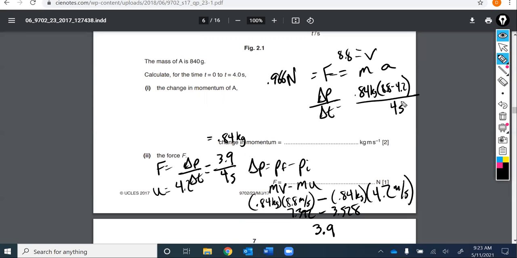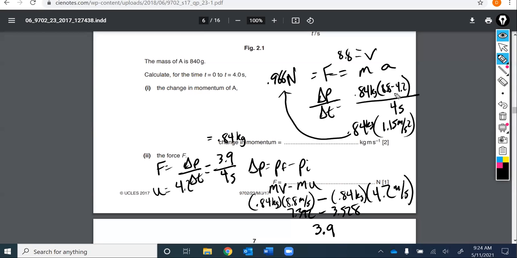Okay, what was the acceleration of that thing? 8.8 minus 4.2 means it changed its velocity 4.6 meters per second, divided by 4 seconds. So its acceleration was 1.15 meters per second squared. If you multiply that by 0.84 kilograms, we should get the same answer, and indeed we do, 0.966.